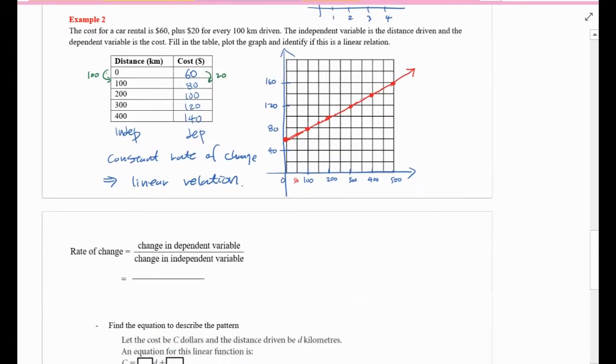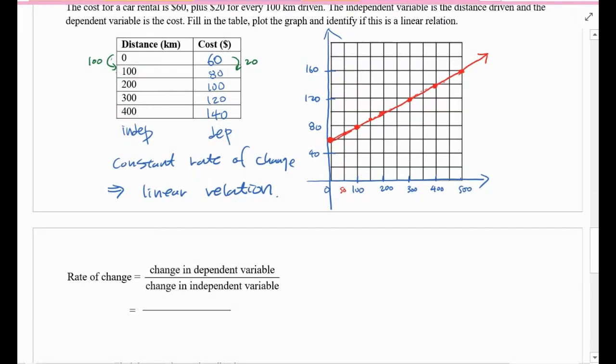Okay. And everyone, we can find the rate of change using the change in dependent variable and change in independent variable. So if you look at this, the distance is increased by 100, 100, 100, 100. And the cost is increased by 20 and 20, 20, right? So the change in dependent variable is 20 and the change in independent variable is 100. So 20 over 100 is 1 over 5. Is that right? So this is the rate of change.